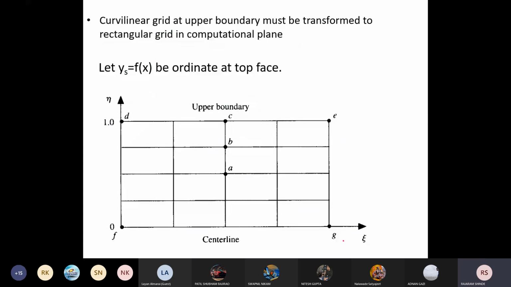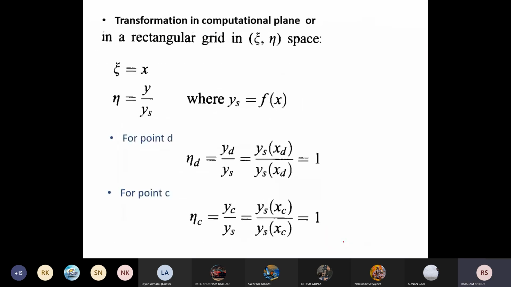Now if we consider this point d, you can see here the equation for point d, and how it comes out equal to 1. The eta coordinate of d is equal to the y coordinate of d divided by ys, which is also a function of x at that location. So we get yd divided by ys at xd, the x coordinate at d, and this is equal to 1.